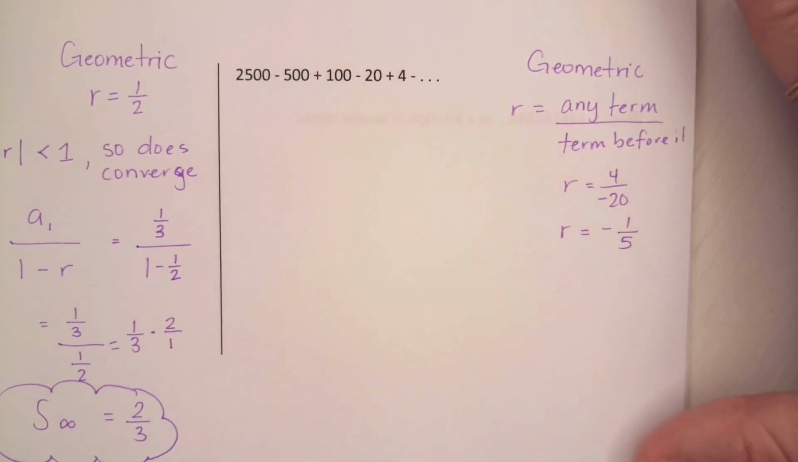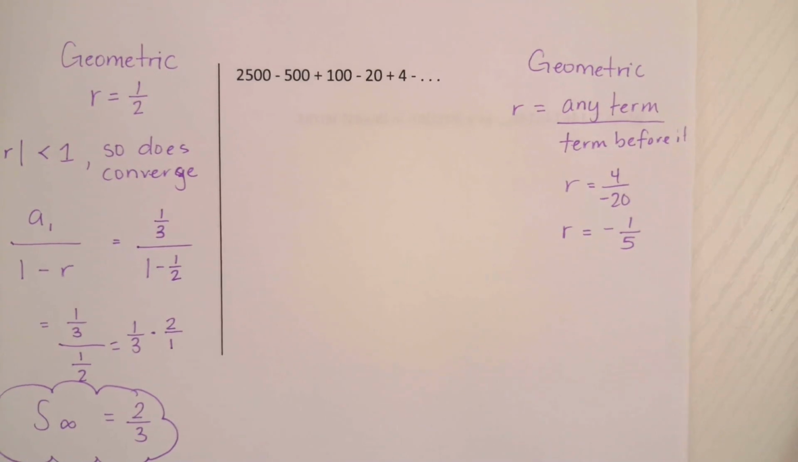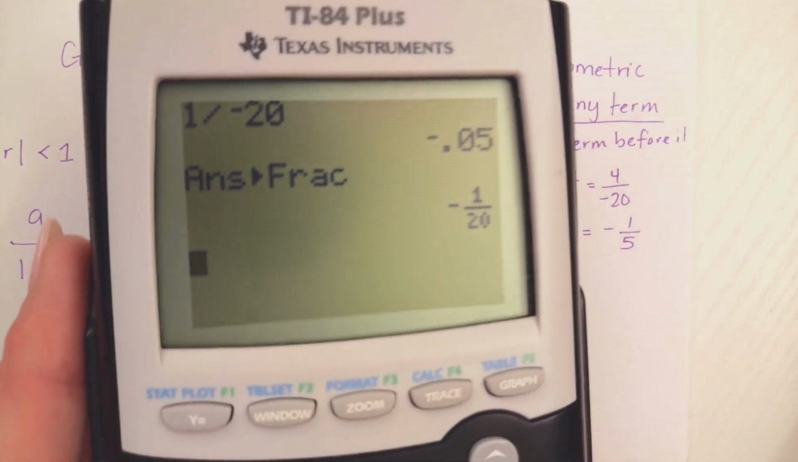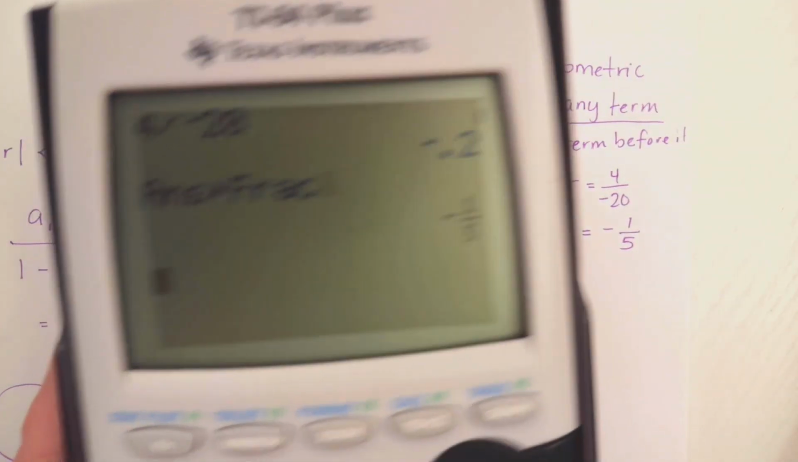1/5. Is that what you said? What did you say? That's what I thought. I said 1/8, I think. Oh, okay. Let's see. 4 divided by negative 20. Yes. Negative 1/5.